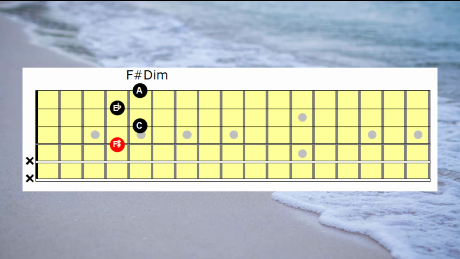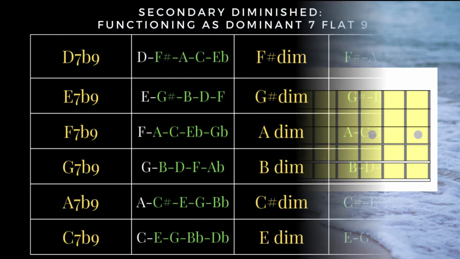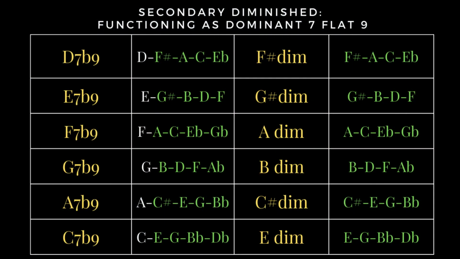And basically the idea is that we're going to use diminished chords in place of the dominant 7th chords. And these diminished 7th chords will be functioning as dominant 7th chords with a flattened 9th.